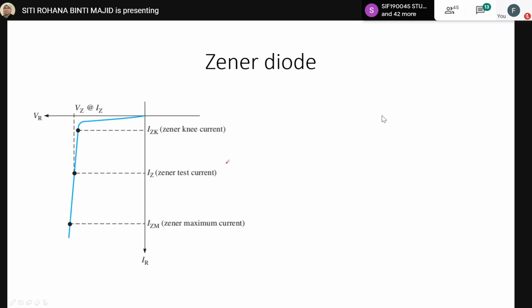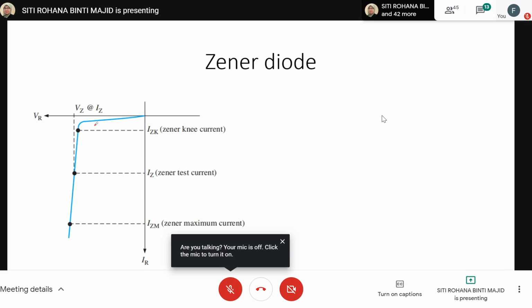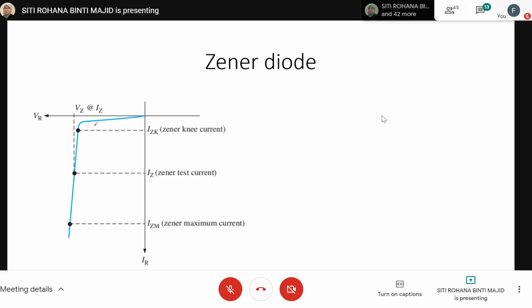The next part is IZ. IZ is a test current, which refers to the current at which the Zener breakdown voltage and equivalent internal impedance specification can be guaranteed. If you see from here, currents higher than the test current result in a slightly higher breakdown voltage, and it will create a lower internal impedance.